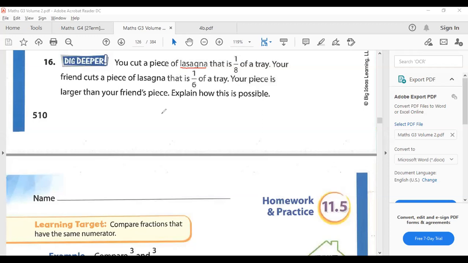If it is the same tray, yes. So he said your piece is larger than your friend's piece. So my tray is greater than his. Hold on. You cut a piece of lasagna that is 1/8 of a tray. You then cut a piece of lasagna that is 1/6 of a tray. He didn't say that the tray is exactly the same. My other tray is bigger than his tray.